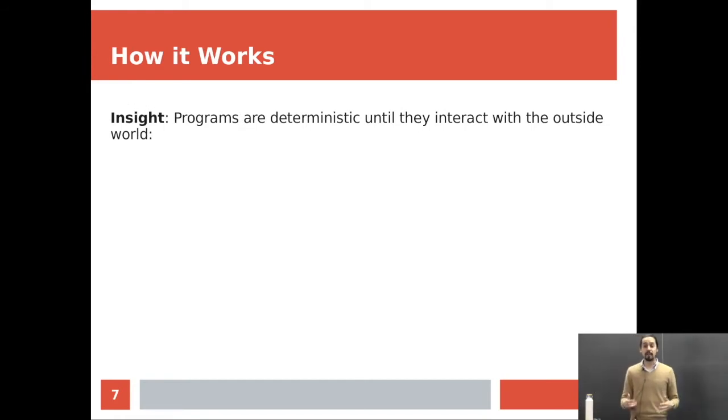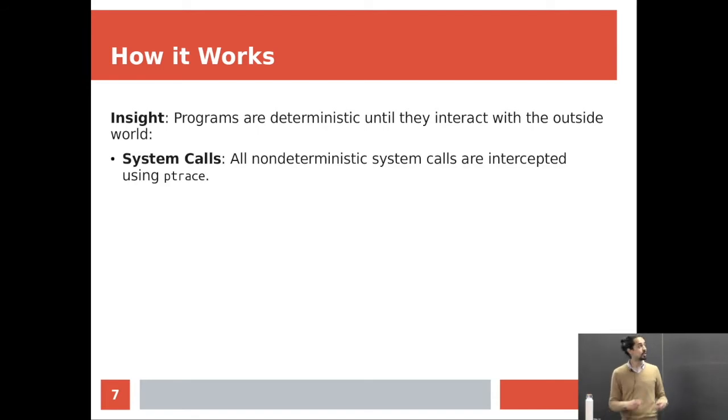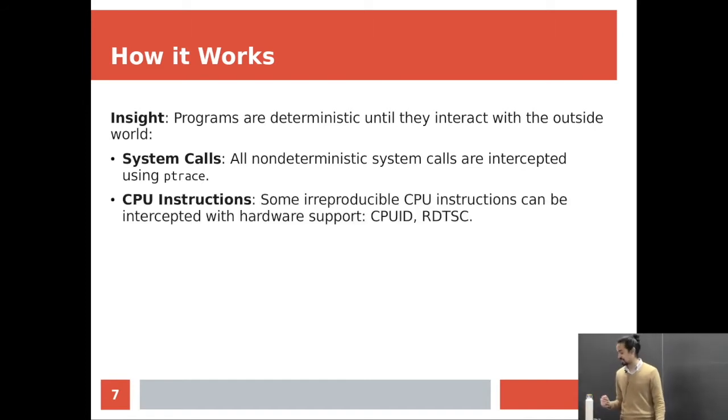So I want to talk a little bit about how Dettrace actually works. The idea is that programs are deterministic until they interact with the outside world. So what this means is that we're going to catch system calls, which is one way that programs interact with the outside world. All non-deterministic system calls are caught by our system using ptrace. This is one of the reasons it's Linux-based.